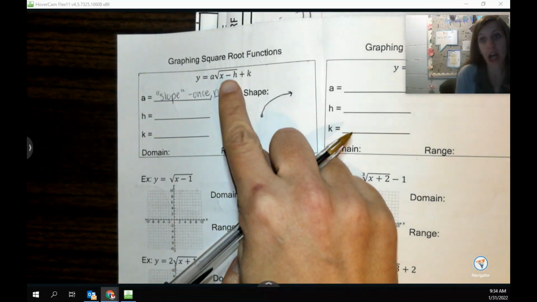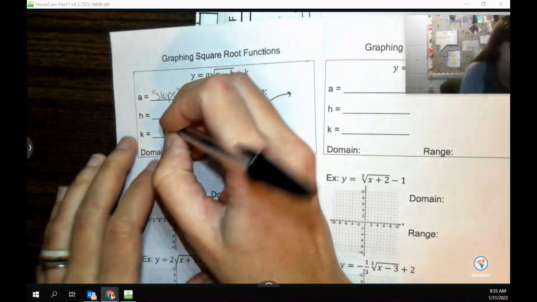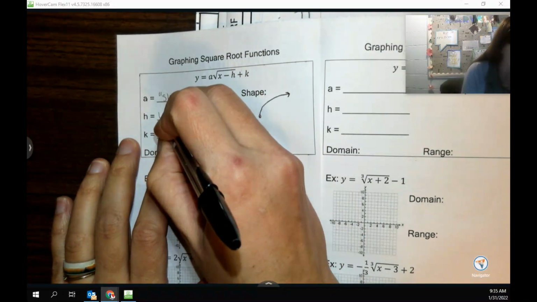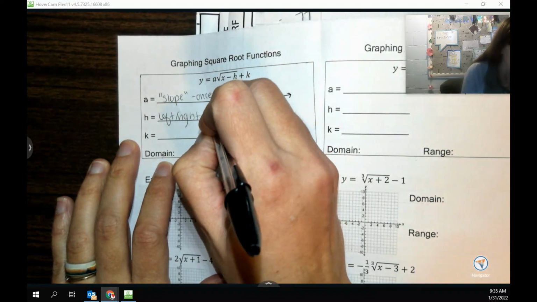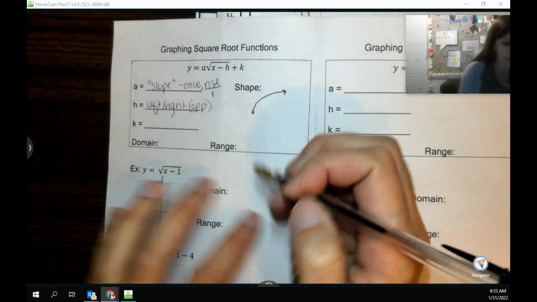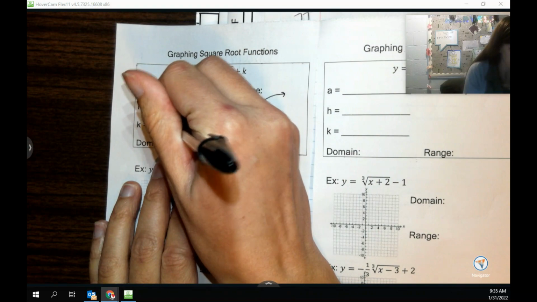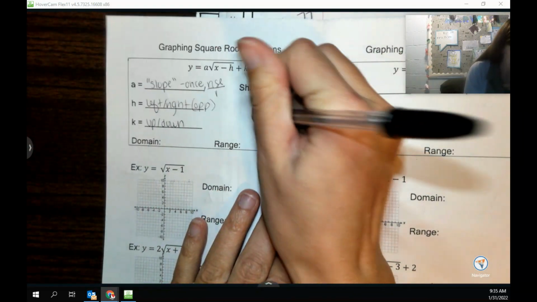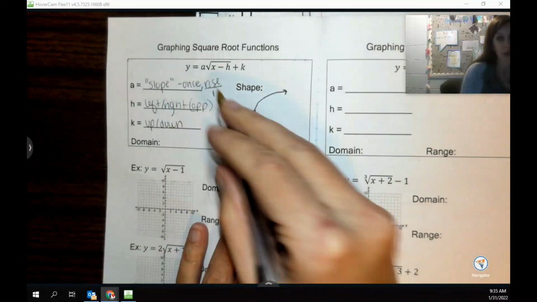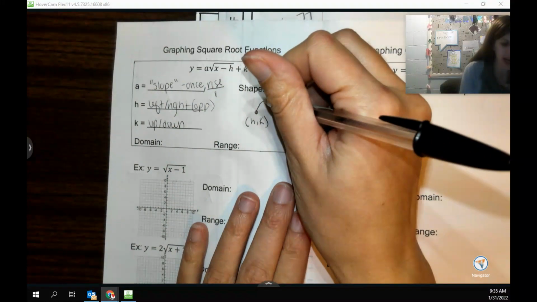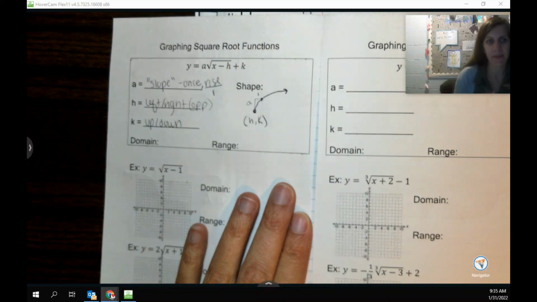H, notice that H is under the root. So it's kind of like in parentheses, sort of. H is always my opposite number, and it's moving us left or right, but opposite. And then K is outside the root, and K is always moving me up and down. And then kind of together, the H and the K get us this really nice starting point here. And then we use our slope to get one more point to figure out like how steep this graph is right here. So like a over 1 is something like that.